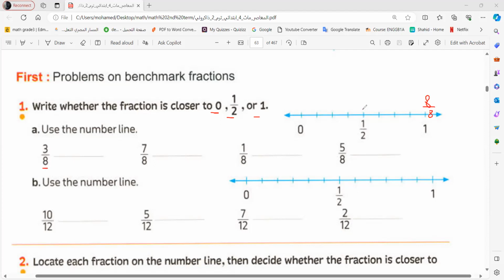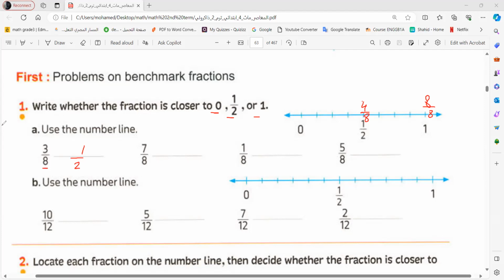What about the half? Half of the 8 is 4, so the half means 4/8. Super. Now, what is the 3/8? Is it closer to the 0, to the half, or to the 1? Yes, it's closer to the half because the half is 4 and this is 3.